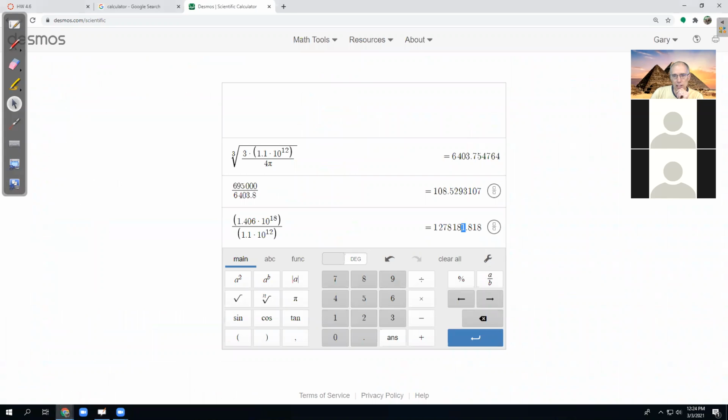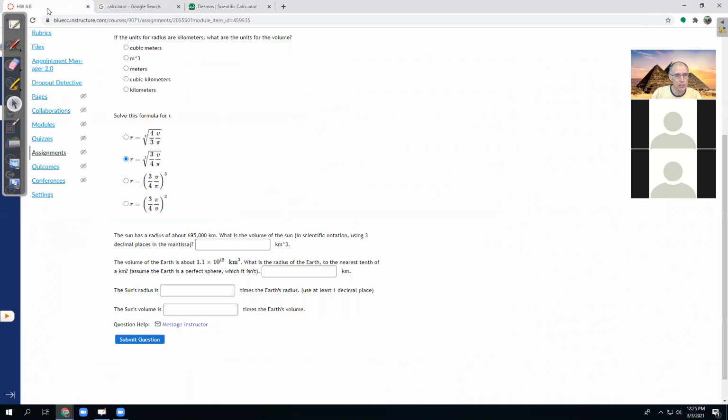And it looks like I'm getting about 1 million times. So volume-wise, the amount of space they take up, the sun takes up over 1 million times more space than the Earth. Whoa. Okay, how were we asked for that answer?